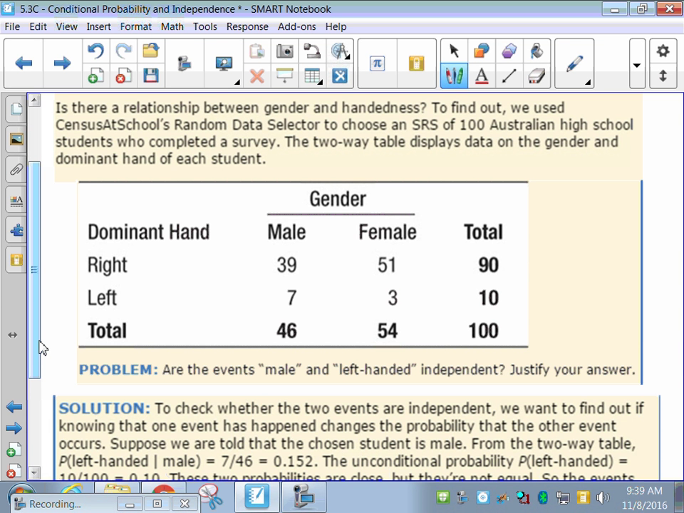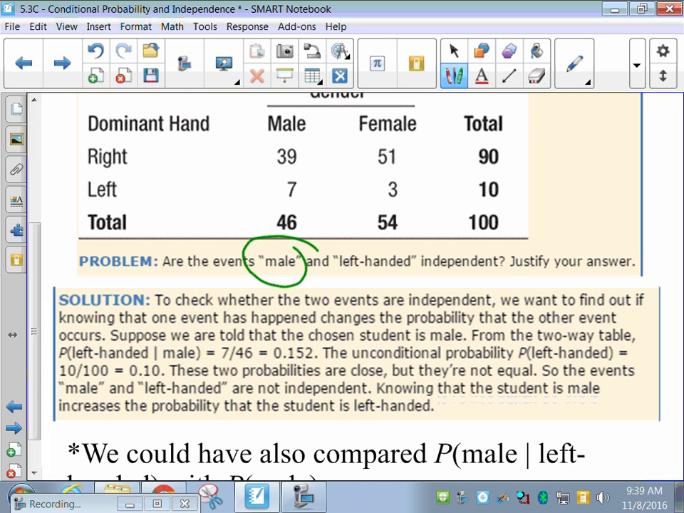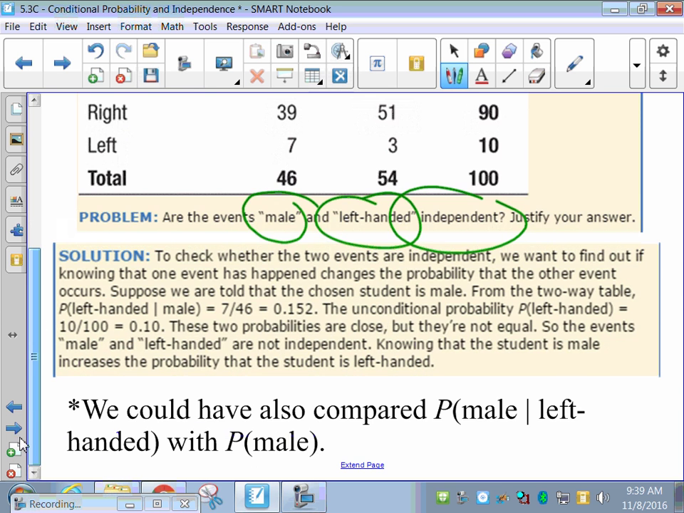Okay. Is there a relationship between gender and handedness? To find out, we use Census at School's random data selector to choose a simple random sample of 100 Australian high school students who completed a survey. The two-way table displays data on the gender and dominant hand of each student. Let's see. The problem is, are the events male and left-handed independent? All right, so we're going to justify our answer.